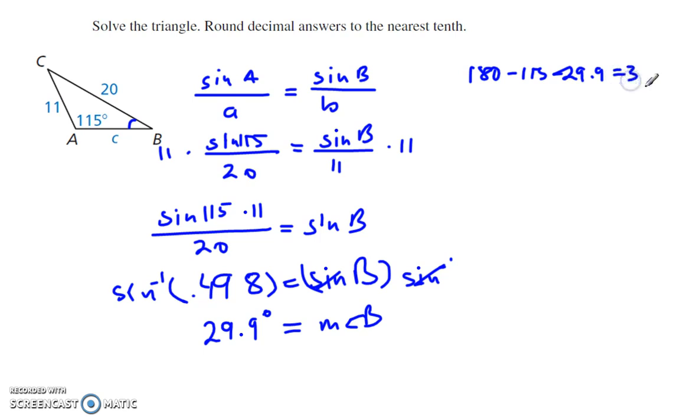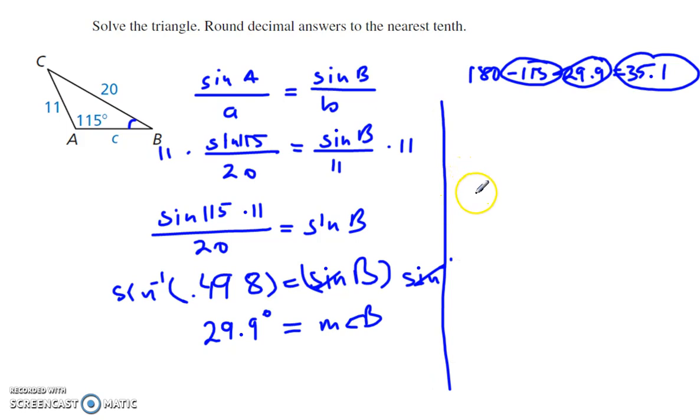Now once we have that, then we can say, okay, well, 180 minus the 115 minus the 29.9 leaves us with 35.1. So now we have all the angles, 29.9, 35.1, and 115, three angles. We have 2 sides. We could use Pythagorean theorem, or we could keep using the law of sines, because we're having so much fun with it right now, we'll use the law of sines.